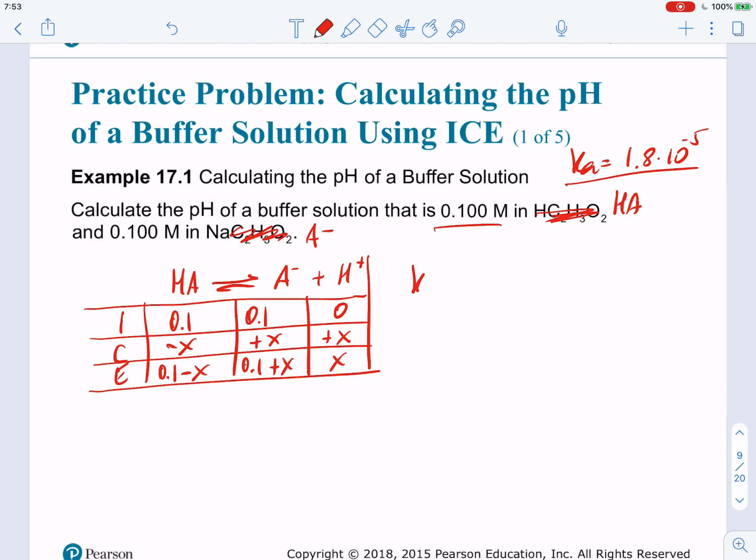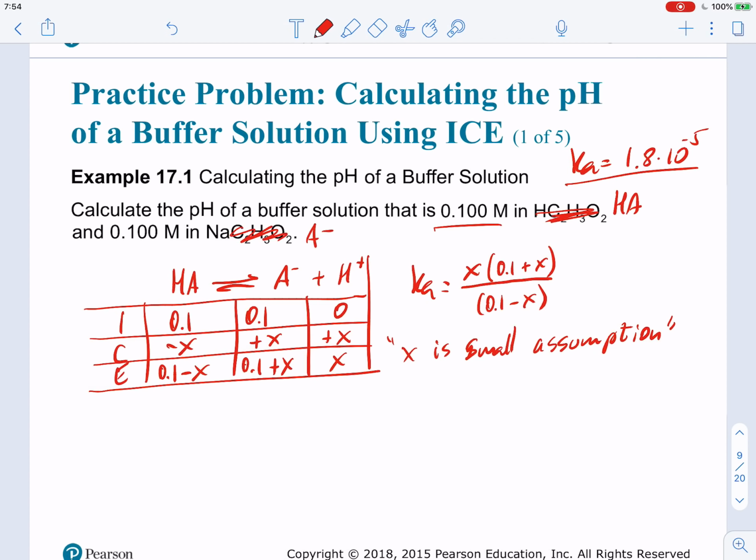So Ka, which is the concentration of A minus times the concentration of H plus over the concentration of HA, becomes X times 0.1 plus X over 0.1 minus X. Now we have an interesting situation here, because if you remember, we have this cool thing that we call the X is small assumption, that gives you a nice break when doing these calculations, because it could get really ugly if you have to solve that as a quadratic equation.